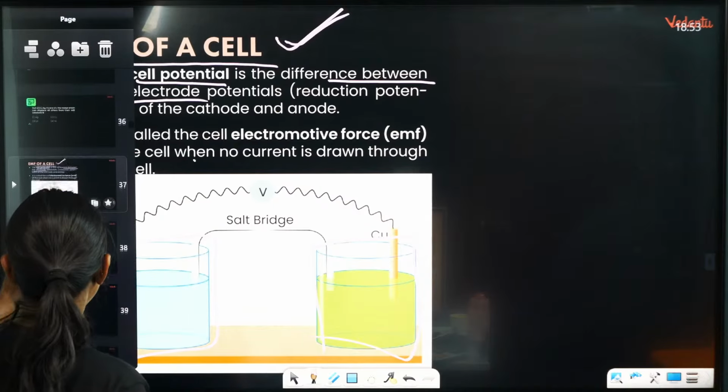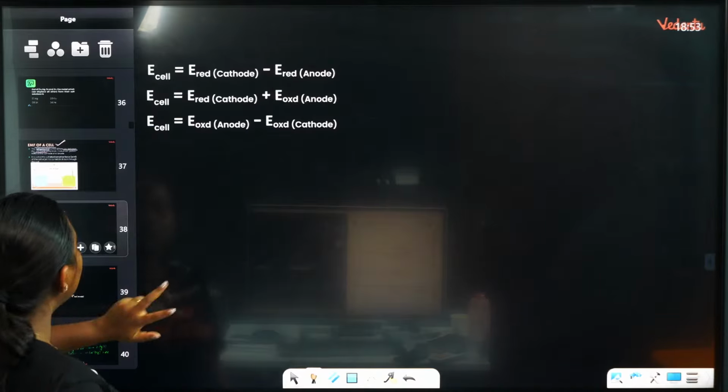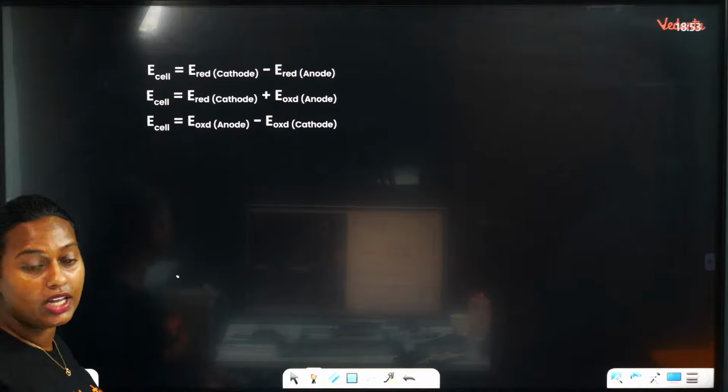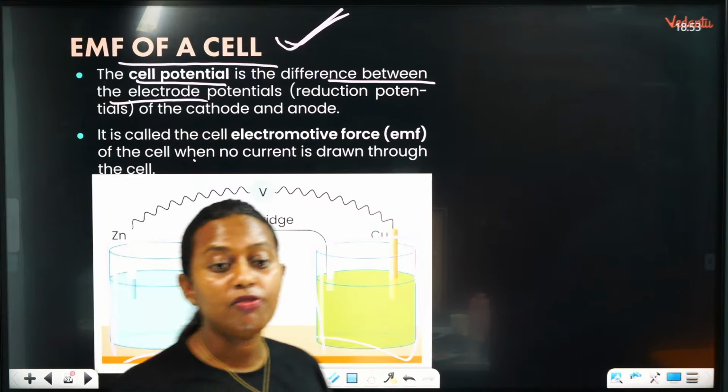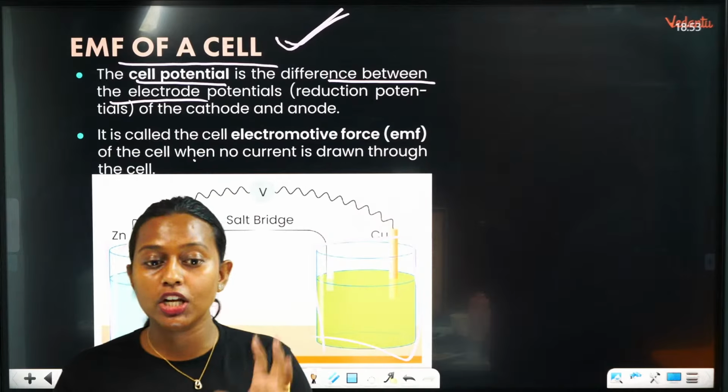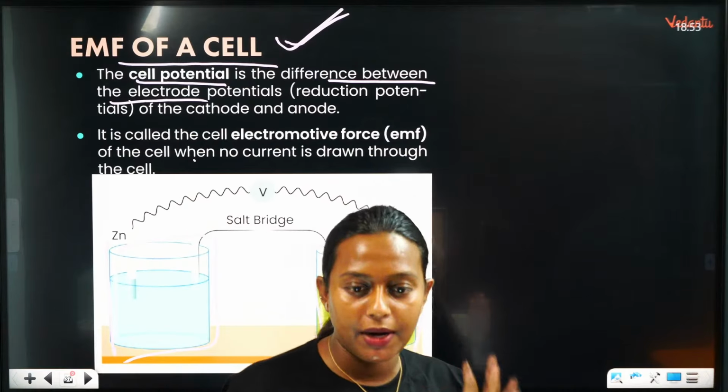So how will we calculate the cell potential? How do we calculate the potential difference, the EMF of the cell?